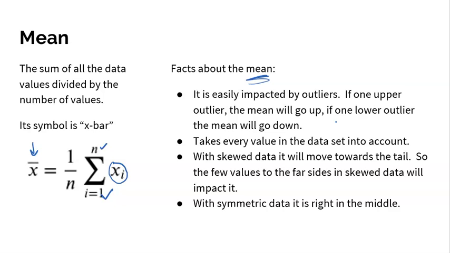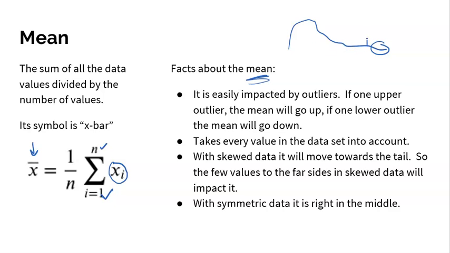Now with skewed data, it will move towards the tail. And we did talk about this as well when we talked about shape. So when you have data that is skewed to the right, for example, so you have a bunch of data over here and then the data slowly trickles off to the right. Now, there are very few data values up here, but because of these super high values, the mean is going to move up a little bit.